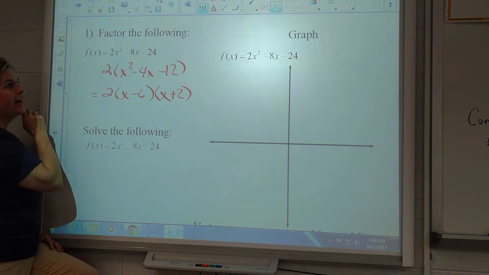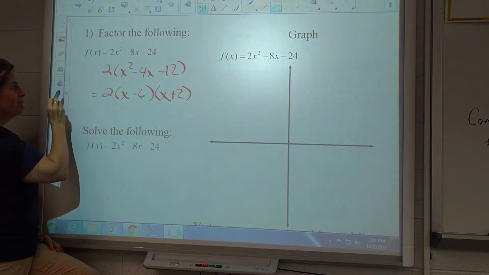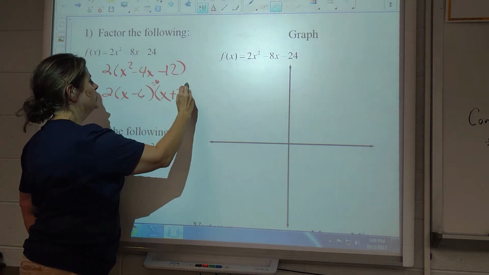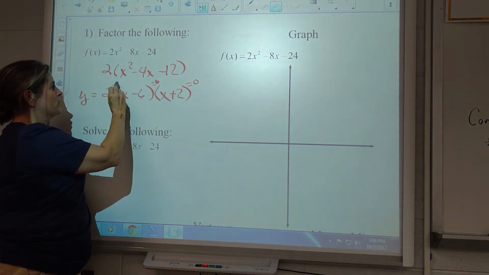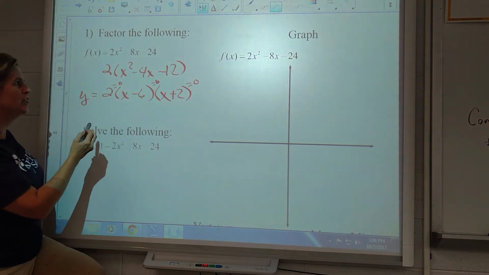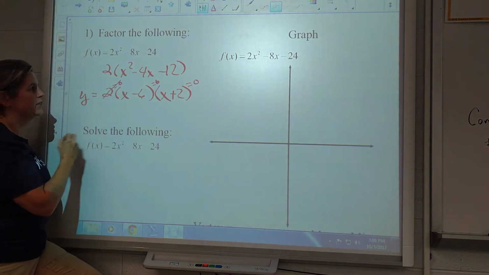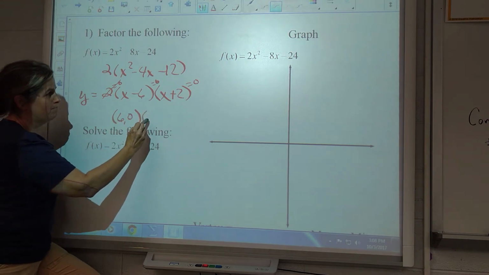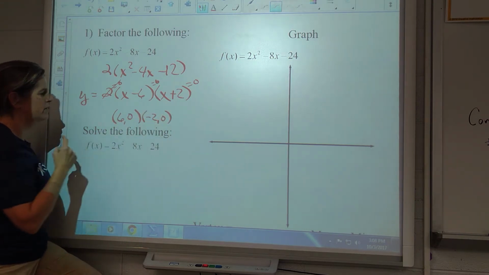In order to find our x-intercepts, we're going to set each piece of that equal to 0. Technically, we would set the greatest common factor equal to 0 too, but since it doesn't have a variable, it is not going to give us an x-intercept. This would give us 6, 0 and negative 2, 0.